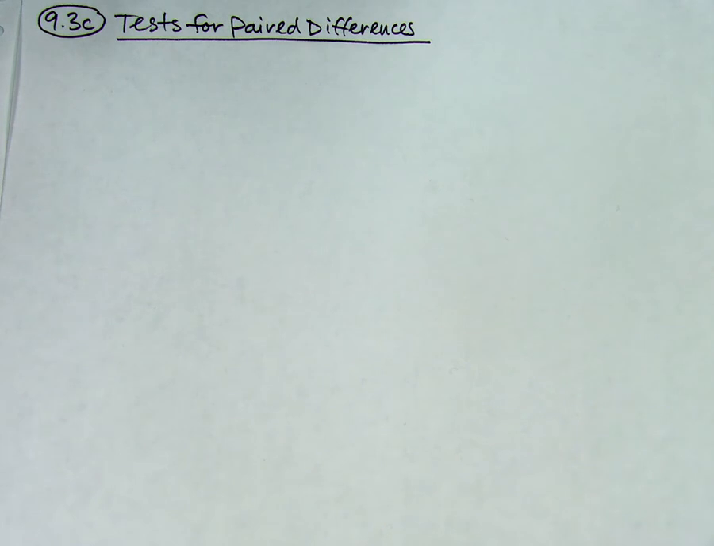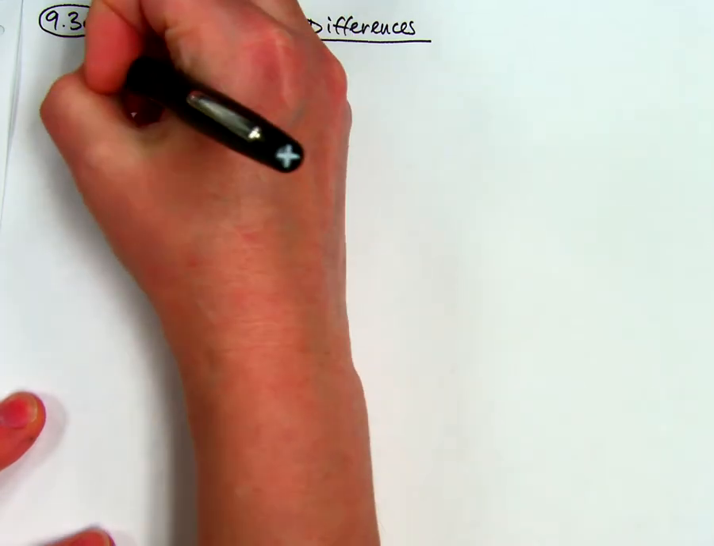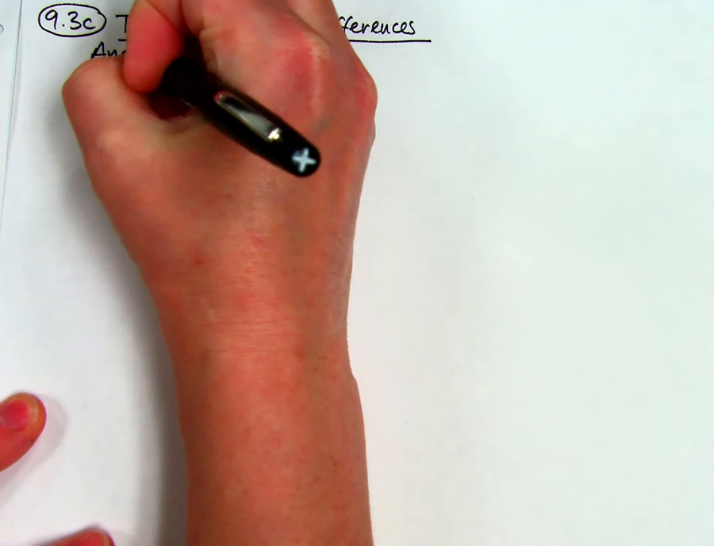Hello, stats class. This is lesson 9.3c, and we are going to do one more type of significance test in this chapter, and it has to do with analyzing paired data.